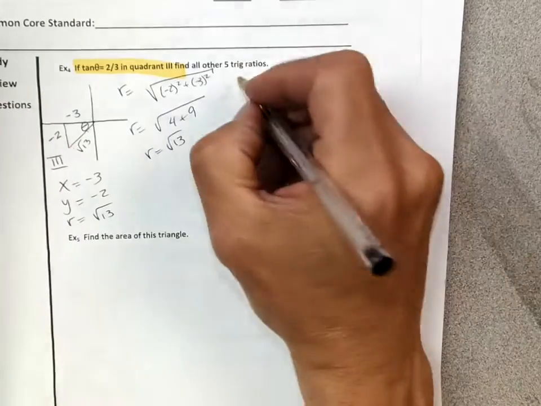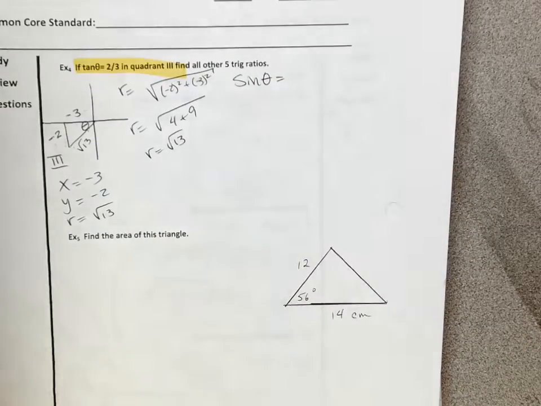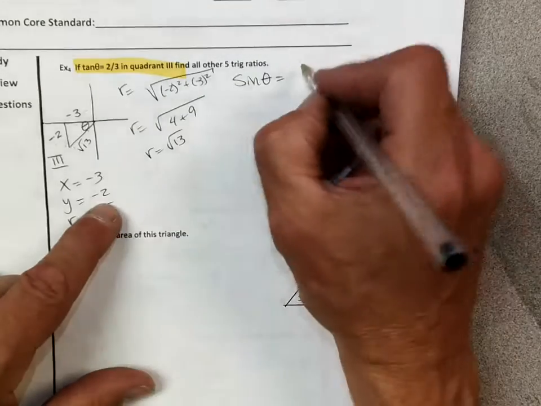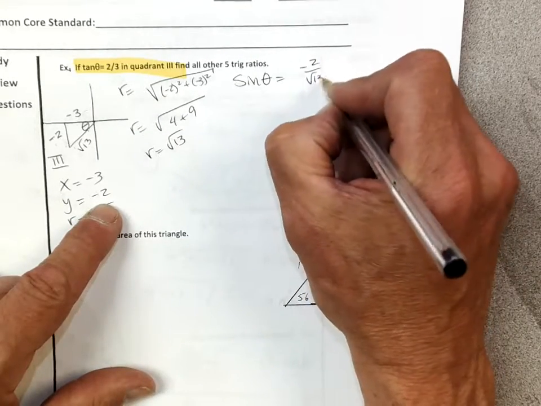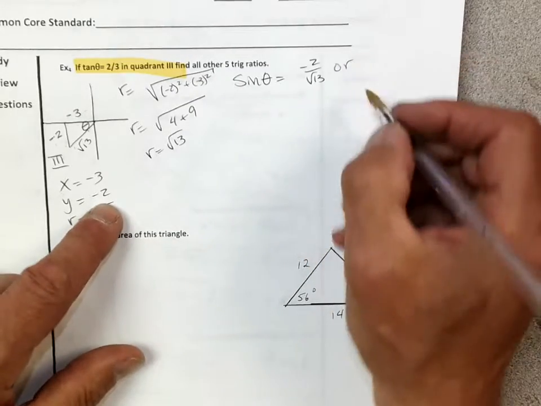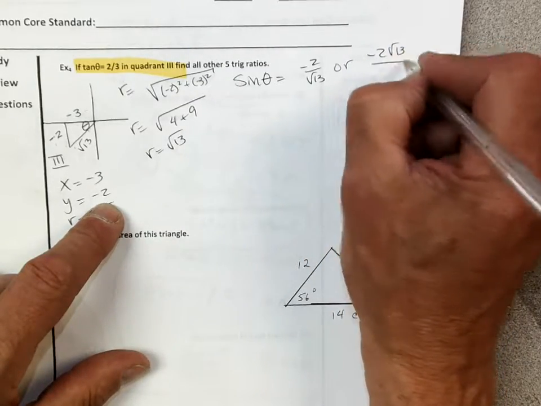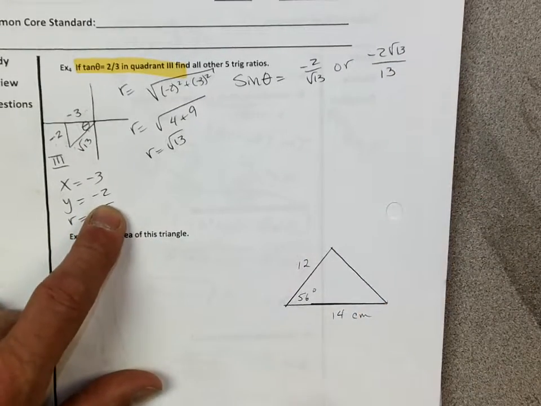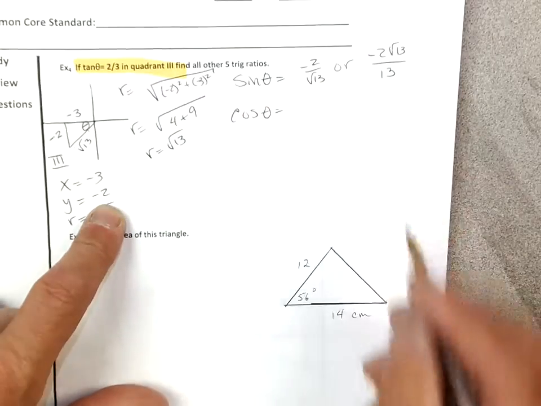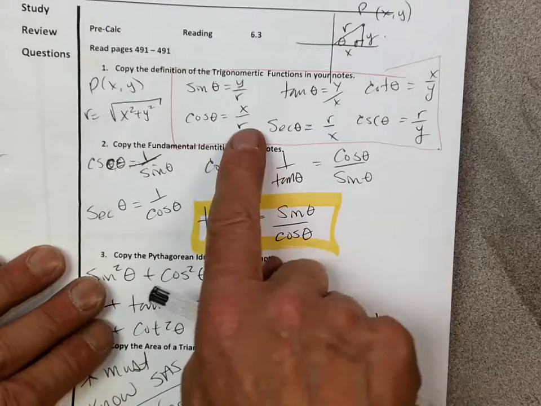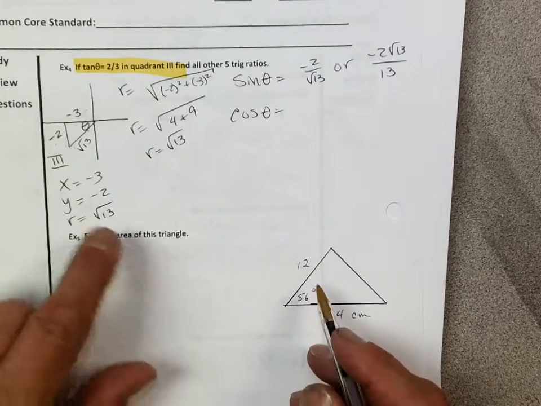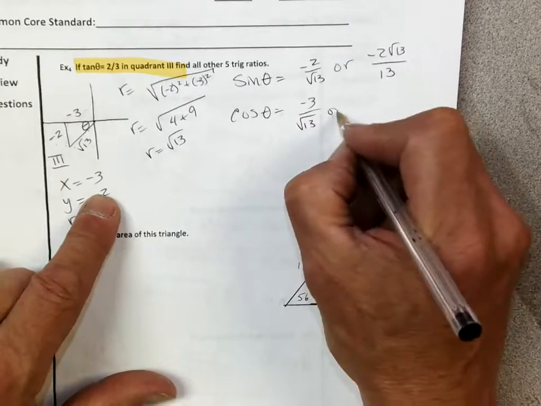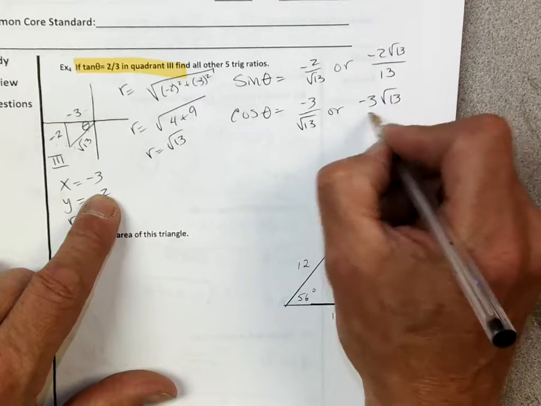So let's fill it in. Sine of theta is y over r, so it's -2 over the square root of 13, or a better answer, -2 square root of 13 over 13, because there's no square root stuck in the denominator. Cosine of theta is x over r, so it's -3 over the square root of 13, or better, -3 square root of 13 over 13.